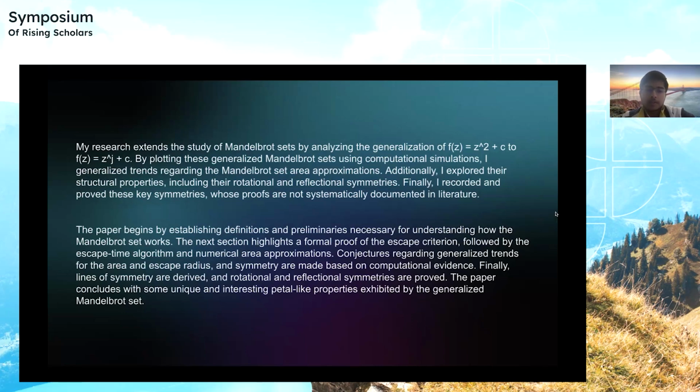My paper begins by establishing definitions and preliminaries necessary for understanding how the Mandelbrot set works. The next section highlights a formal proof of the escape criterion, followed by the escape time algorithm and numerical area approximations. Conjectures regarding generalized trends for the area and escape radius and symmetry are made based on computational evidence. Finally, I derived lines of symmetry and rotational and reflectional symmetries are proved. My paper concludes with some unique and interesting petal-like properties exhibited by the generalized Mandelbrot set.